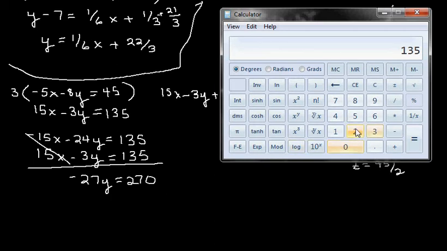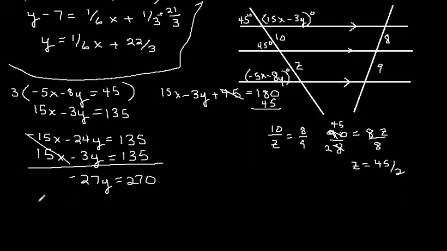I shouldn't get a negative number. Oh, I could get a negative number. 270 divided by 27 equals 10. I like that. That works out good. So you get y equals negative 10. When we put the y and x in here, we shouldn't get a negative angle. But see, we have a negative times a negative, so it's going to be positive. So we're going to be okay.